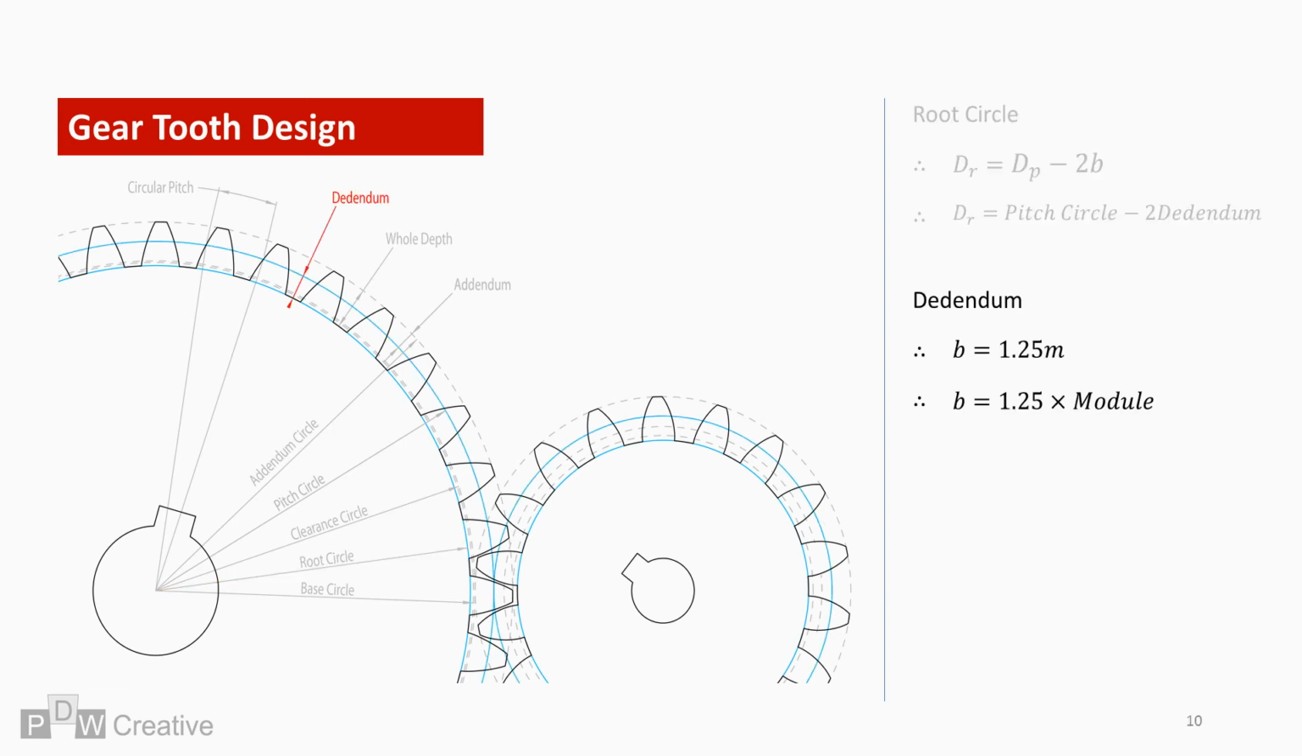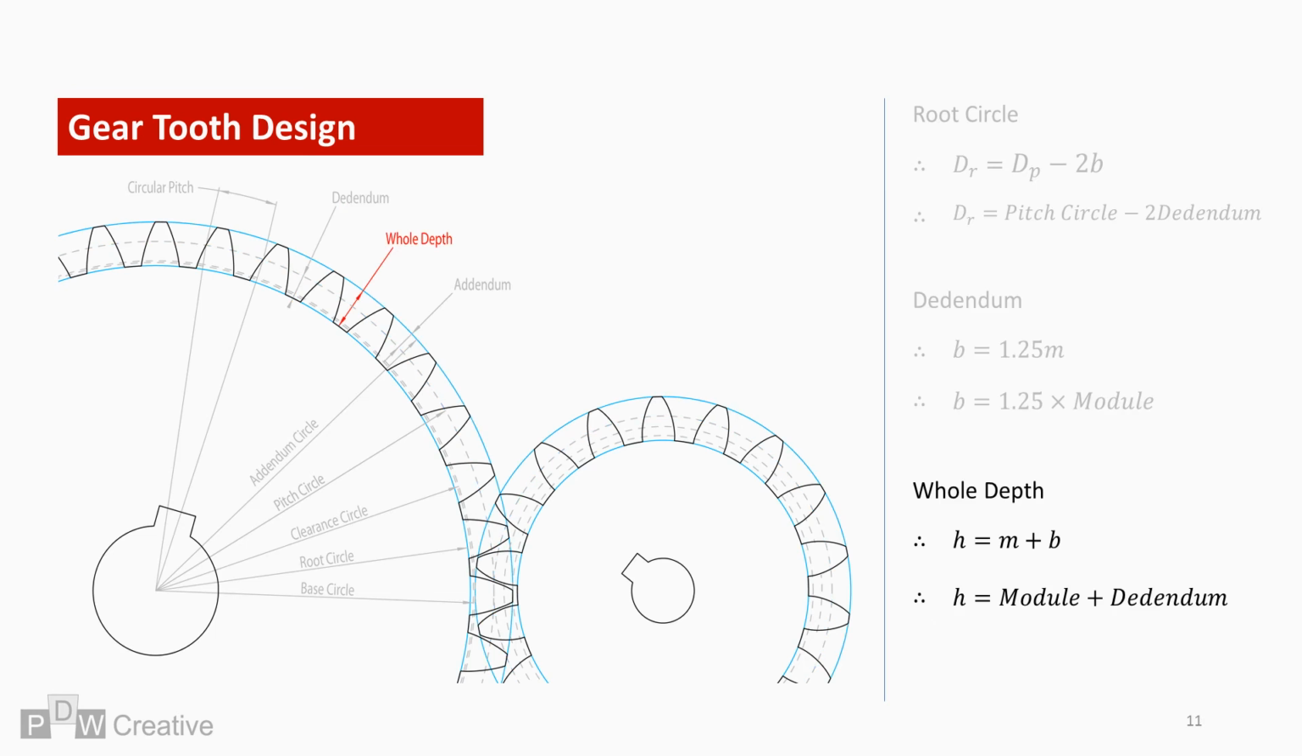which leads us to the dedendum. This is another parameter that is constant across all meshing gears. The dedendum is generally 1.25 times the module, and as the offset is greater than that of the addendum, assists tooth clearance. The whole depth of the tooth profile, or height, is therefore module plus dedendum.